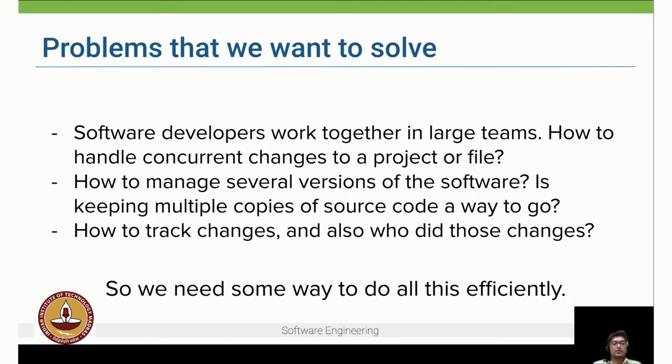So first, let's understand what problems we are trying to solve here. We know that software developers work in large teams. So how do we handle concurrent changes to a project by the team members? How do we manage several versions of the software? Is keeping multiple copies of source code a way to go? How do we track the changes, including who made those changes over time? So we need a way to do all this efficiently.